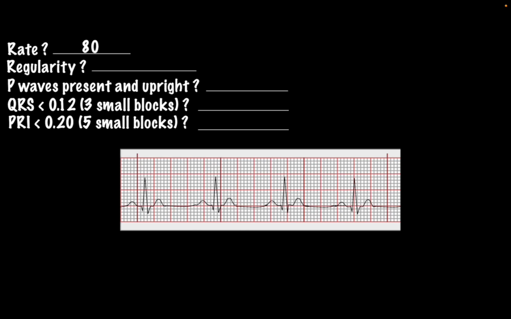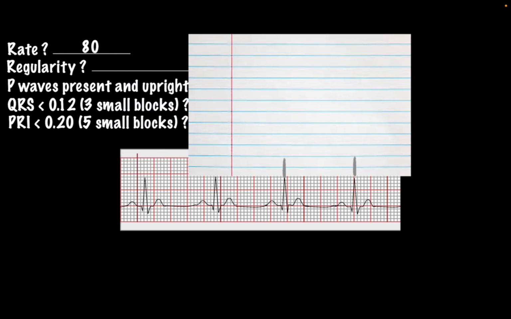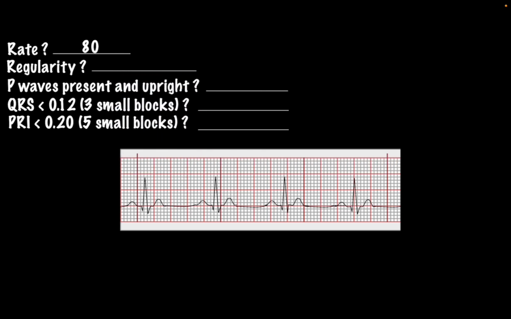Now, regularity. You remember how to check that? Let's pull out our piece of paper. Check. Looks regular. I'm good with that. Now, are the P waves present and upright? When we're checking the P waves, you don't have to measure every single P wave, but some of the rhythms that we're going to learn about later, you identify with the P wave and the PRI. When you're looking at a P wave, make sure you're scanning the whole strip to make sure they all kind of look uniform. And when it says upright, what we mean by upright is it's going in the same direction as the QRS complex. If the QRS complex was negative, then the P wave should be negative.